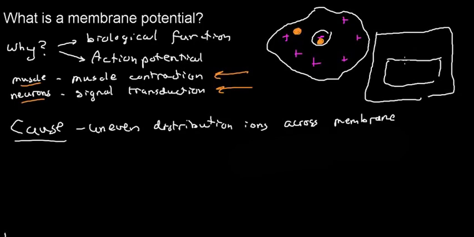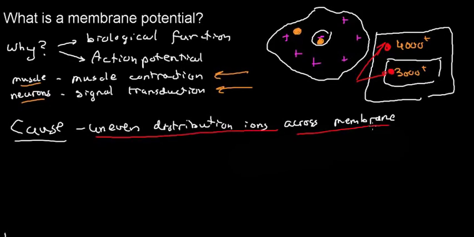Let's just say I have 3,000 positive ions inside the cell and 4,000 positive ions outside the cell. And this means that if I compare a point inside and a point outside, compared to the outside, the inside is going to be more negative. And that's what we mean by uneven distribution of ions across the membrane. That causes our negative membrane potential.